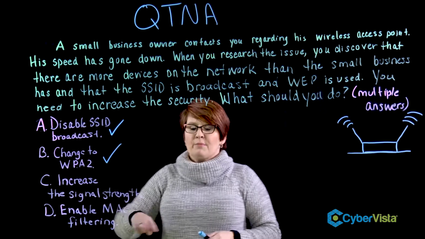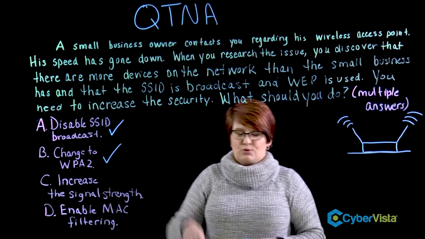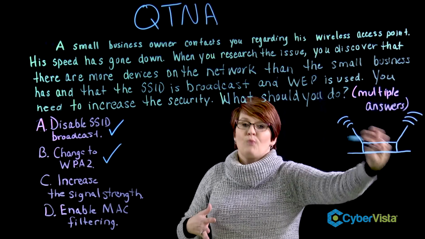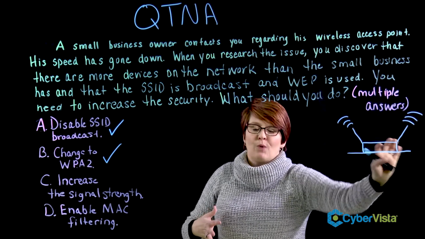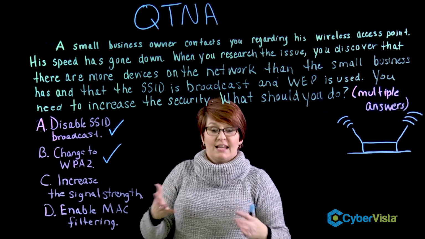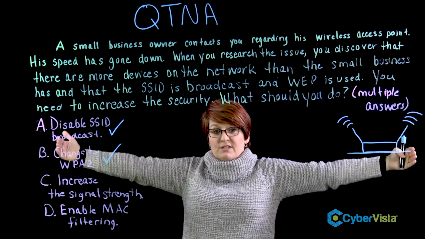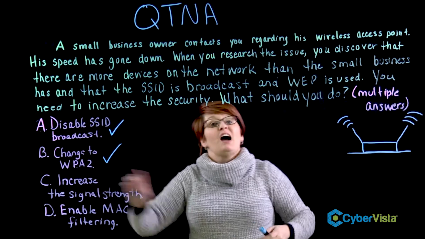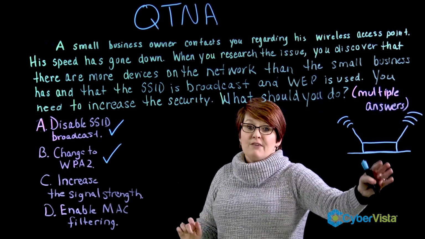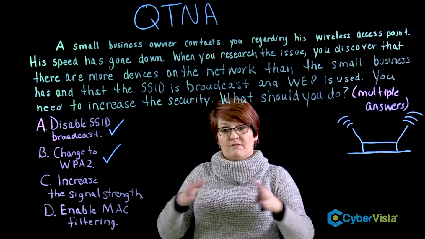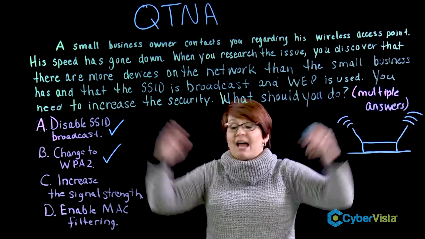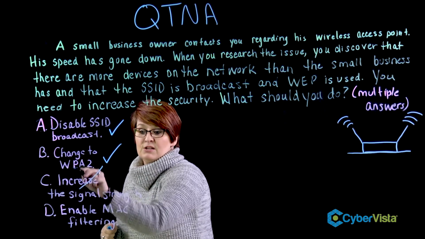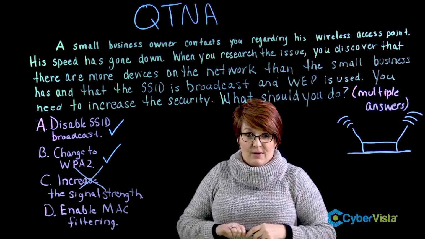Now this third option says increase the signal strength. Your wireless router has a signal strength attached to it, and the greater the signal strength, the more distance it gets. This is actually the opposite of what you want to do. If with this router you can configure the signal strength, you would actually want to decrease it. So this option is incorrect.